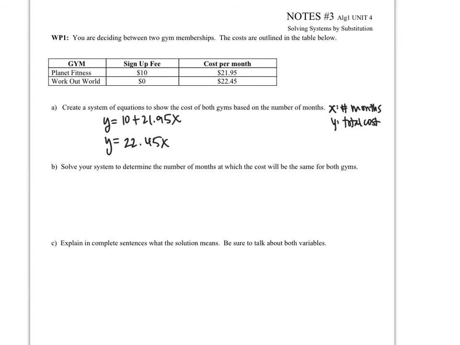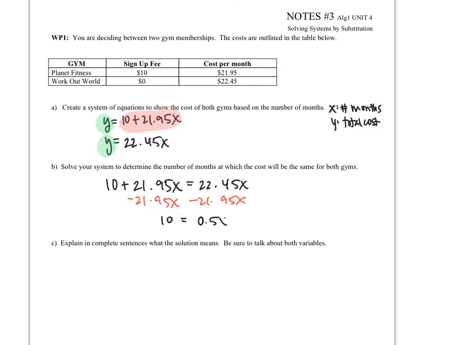$22.45x. Now to solve this system to determine when the cost will be the same for both gyms, what I can do is where I see a y, I can replace it with y's value. So here this says everywhere I see a y, I see one here, I can replace it with 10 plus 21.95x. So essentially what I'm going to create is this equation with variables on both sides. 10 plus 21.95x equals 22.45x. And these are the type of equations that we were solving in Unit 2. I would then subtract 21.95x from both sides to get 10 equals 0.5x, and then I would divide both sides by 0.5.